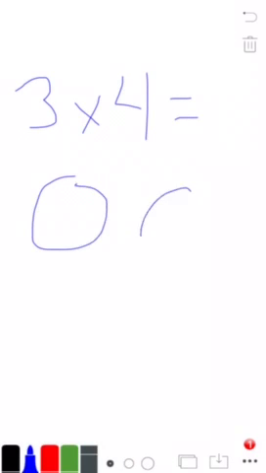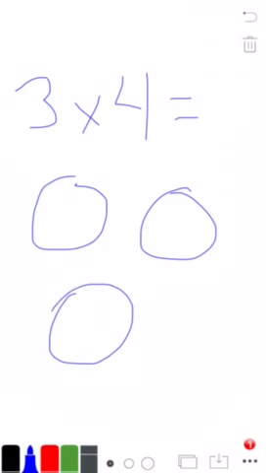Now, in class, we talked about 3 different ways that you can always use to solve a multiplication problem. The first way that we learned was to draw equal groups. So if I had the problem 3 times 4, I'm going to draw 3 groups, and I'm going to put 4 objects in each group. If I count those objects up, I have 4, 8, 12. So 3 times 4 equals 12.